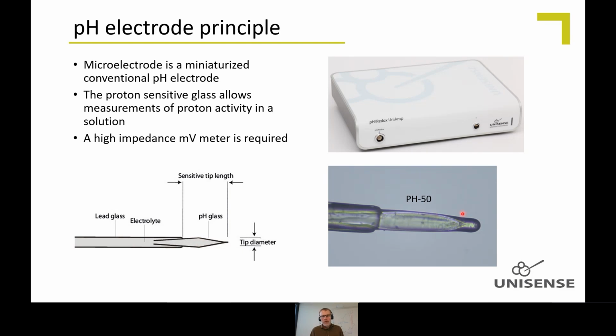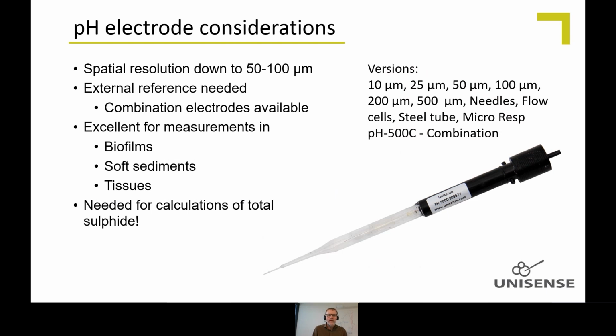There's a picture of how a pH electrode would look under the microscope. This is a 50 micrometer tip diameter and about 200 micrometers long. The construction of this means that it does not measure nearly as much point measurements as the amperometric sensor. This has a certain distance, so about 200. You can get down for the thinnest ones to about 50 micrometer in length. The spatial resolution can go down to 50 to 100 micrometer.